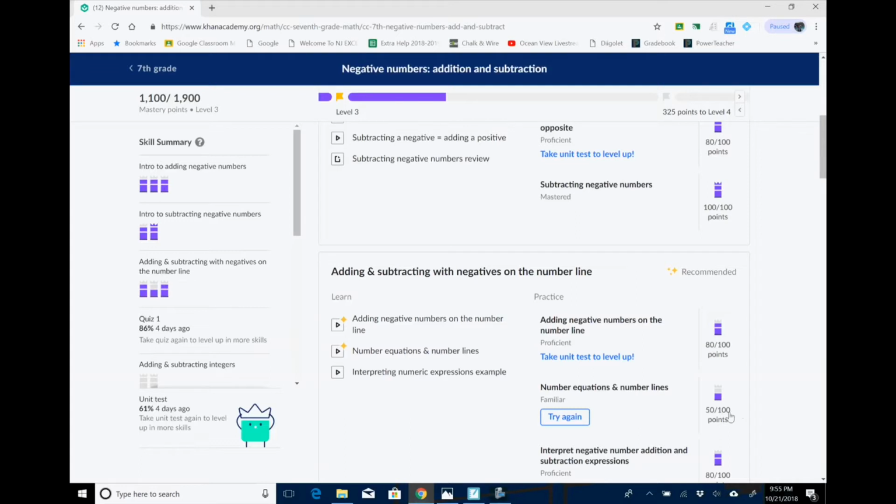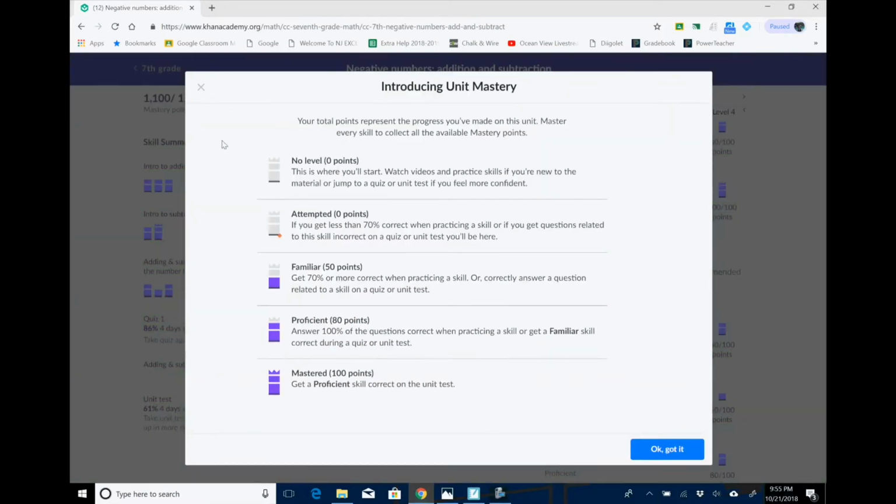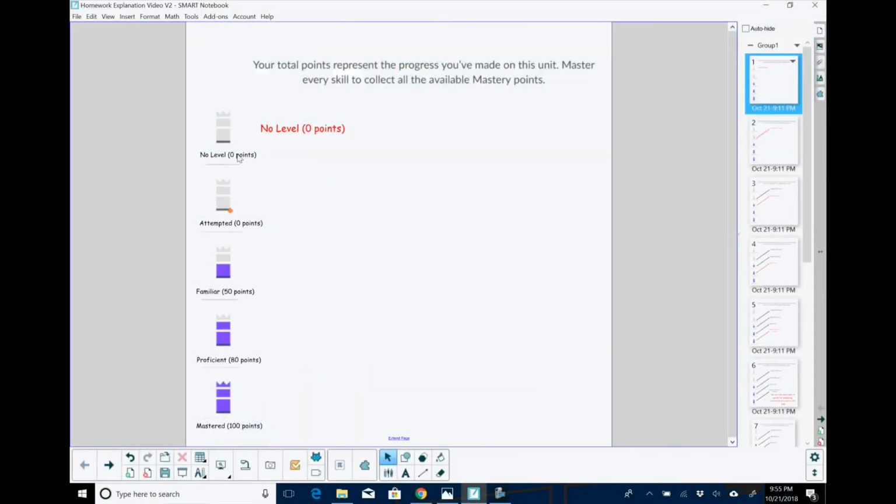So if you ever want to understand the point system, this is Khan Academy. If you click on this little question mark here, you get Khan Academy's explanation, but I kind of made a simpler one. So 0 points, looking just like this, means no level. It means you haven't attempted the problems at all. If you scored less than 70% on a skill, you'll see this little orange square or diamond, also 0 points, but it means you've attempted it. So no level, haven't tried it. Attempted it means you scored less than 70%.